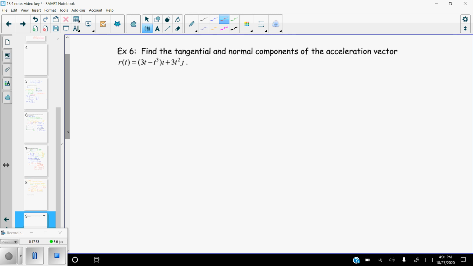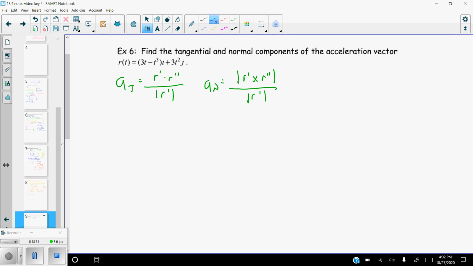Okay, so let's see. We want to find the tangential and normal components of the acceleration vector given as r of t equals 3t minus t cubed i plus 3t squared j. So let's go ahead and write down our good formulas here for this. Our good formulas were that the tangential component was r prime dotted with r double prime over magnitude of r prime, and the normal component was the magnitude of r prime cross r double prime divided by the magnitude of r prime. Yes, I did not write the t's in there. I'm just taking shortcuts. Probably shouldn't do that as a regular thing, but okay.